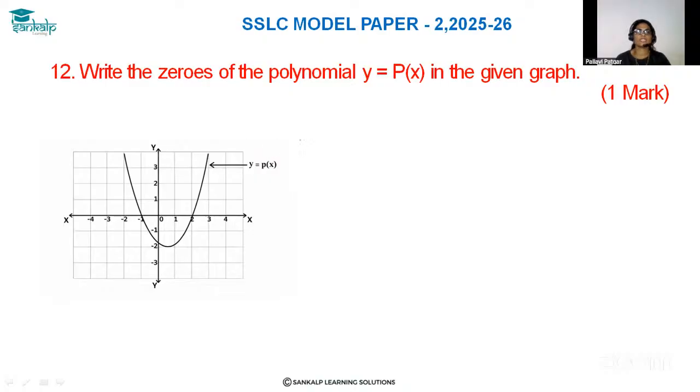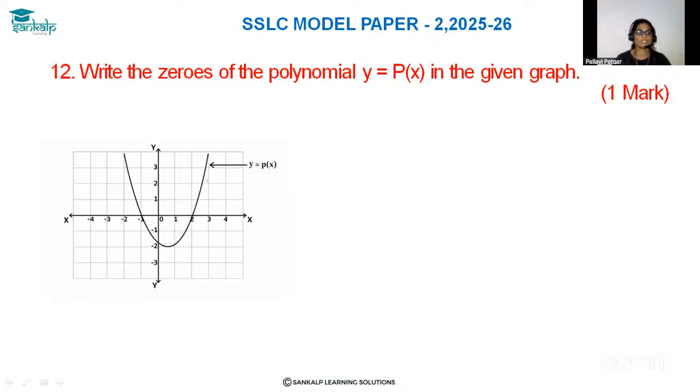Hello everyone. Look at the question number 12. Write the zeros of the polynomial y is equal to p of x in the given graph. So here the zeros of a polynomial y is equal to p of x are the x coordinates of the points where its graph intersects the x-axis.